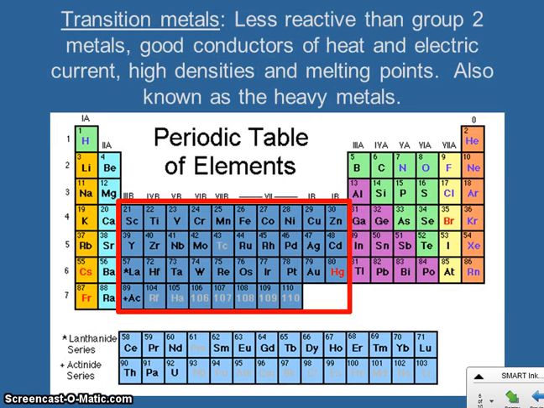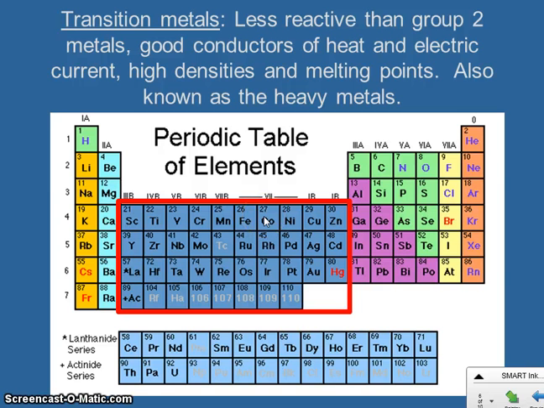Next group we're going to talk about is our transition metals, and this is a big group. Now these metals are much less reactive than our alkali or our alkali-earth metals. And they don't really like to follow rules. We've talked about that over and over. That's why we don't give them a group number. We don't know their valence number.